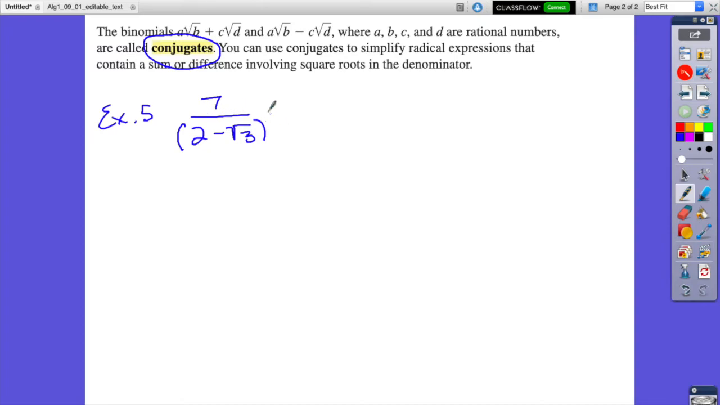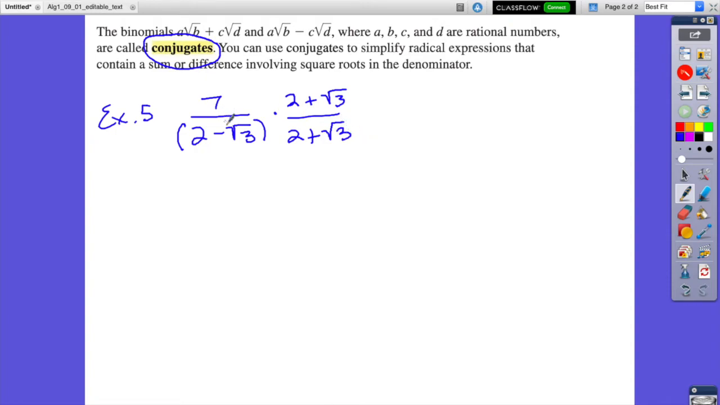We are going to multiply this whole thing by its conjugate. And the conjugate is the same exact binomial, except it's going to be the opposite sign here in the middle. So it's going to be 2 plus the square root of 3 over 2 plus the square root of 3.